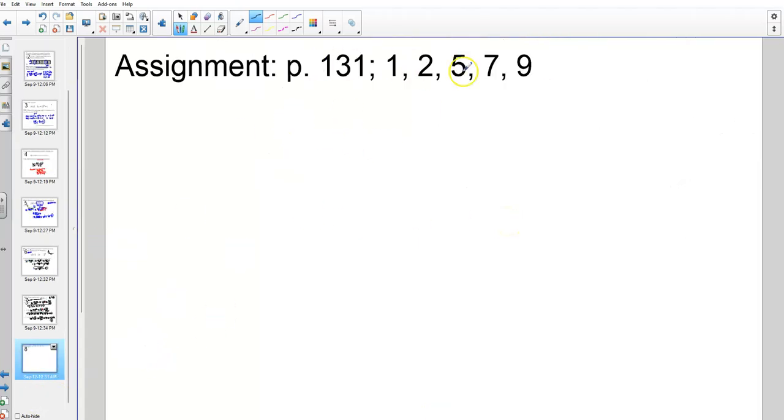Your assignment for tonight, which we still got 15 minutes, so hopefully you can get started on it, is from page 131, 1, 2, 5, 7, and 9. Let me look at it and make sure that is in fact what I want, because I don't think I double checked it. I just copied it from last year.